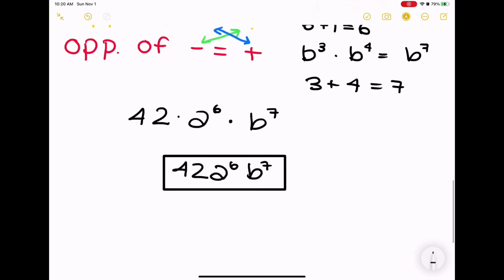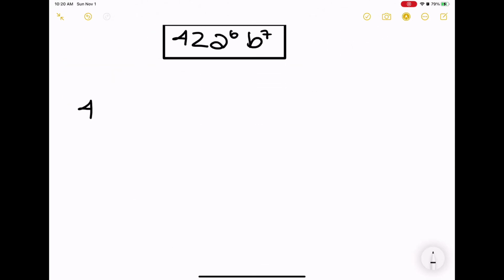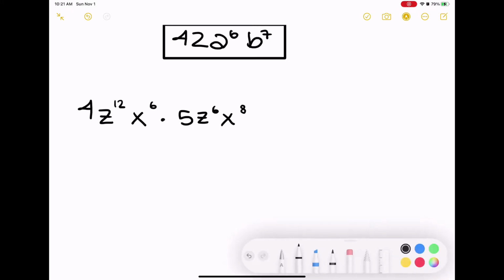Let's do one more multiplying problem before we go into the practice problems that you do all by yourselves. This one's going to have bigger exponents: 4z to the 12th x to the 6th times 5z to the 6th times x to the 8th. So we're going to want to go ahead and break it down.